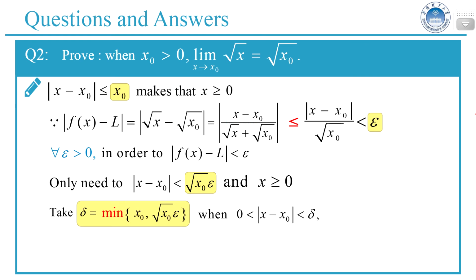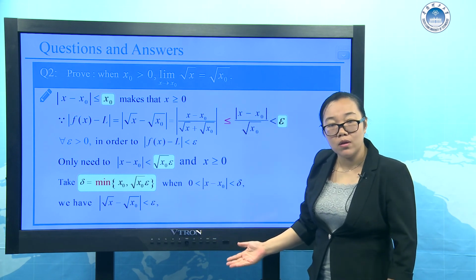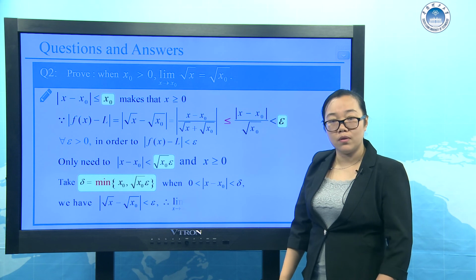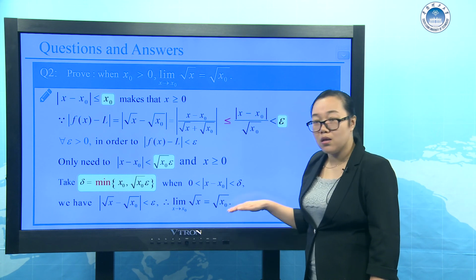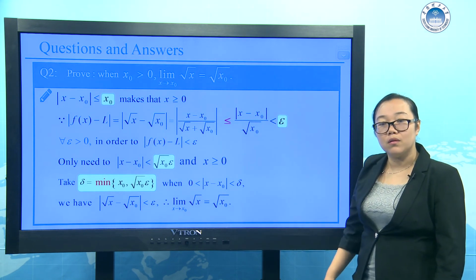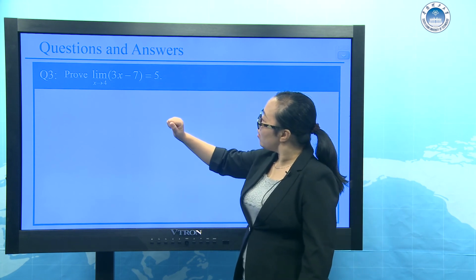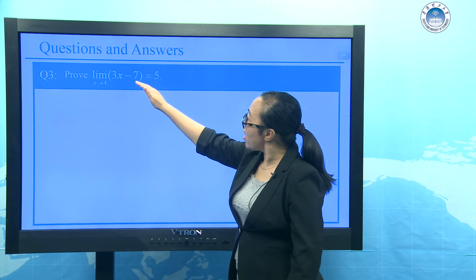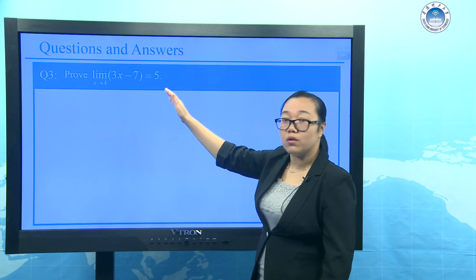If 0 is less than |x minus x0| less than delta, we will have |the square root of x minus the square root of x0| less than epsilon. We always have this expression according to our definition. We will have the limit of the square root of x equals the square root of x0. Now look at the last question. Question 3: prove the limit of 3x minus 7 as x changes to 4 equals 5.